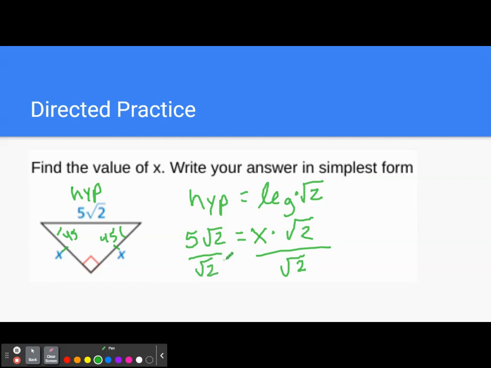Now, anything divided by itself is 1. So the square root of 2 divided by the square root of 2 is 1. So they cancel, and I just have x. What happens over here on the left side? They cancel and the 5 stays. So you get 5 equals x. Now, does it make sense that the legs are each 5 if the hypotenuse is 5 times the square root of 2?